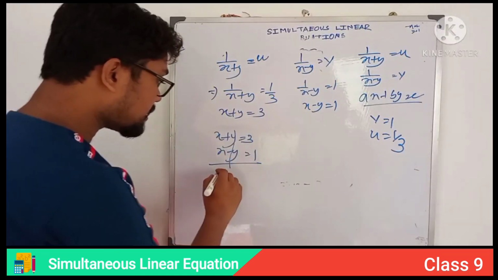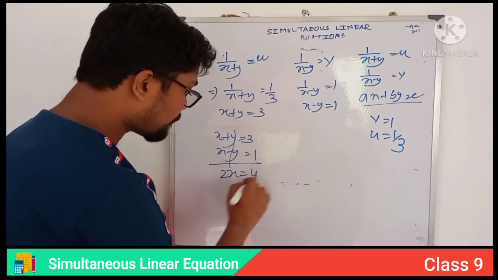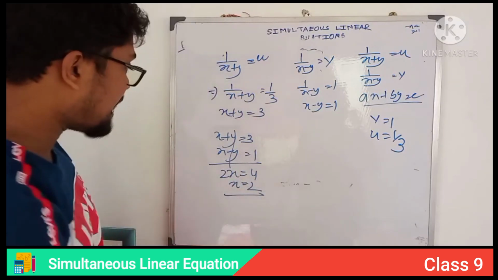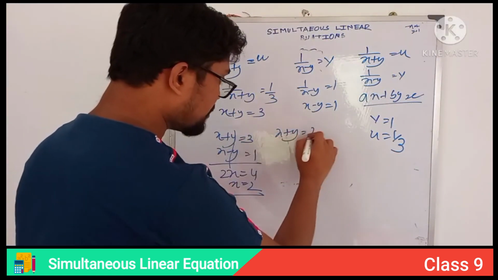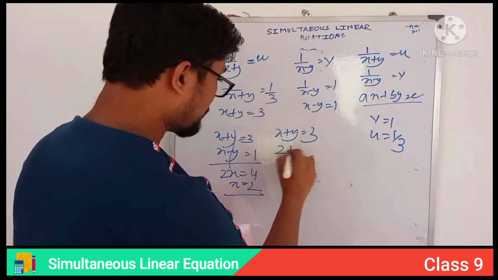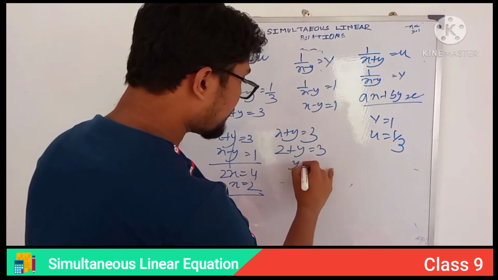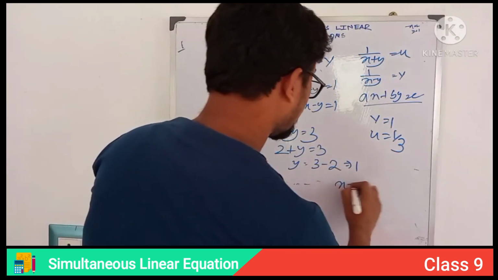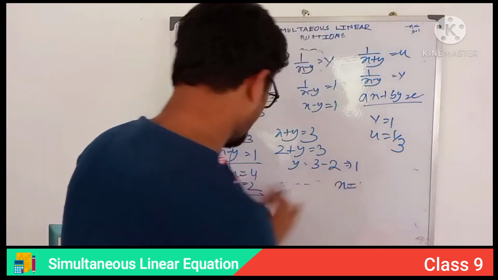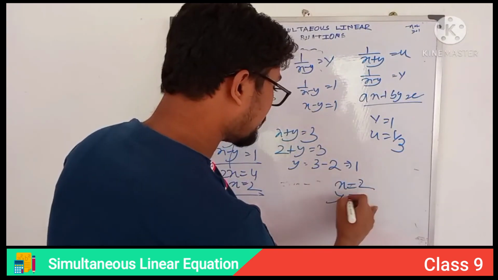y cancels out. 2x equals 3 plus 1, that is 4. x equals 2. And if I put this value of x in the equation x plus y equal to 3, 2 plus y equals 3, so y equals 3 minus 2, that is equal to 1. So the value of x equals 2 and the value of y equals 1.